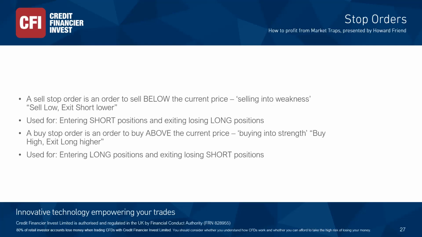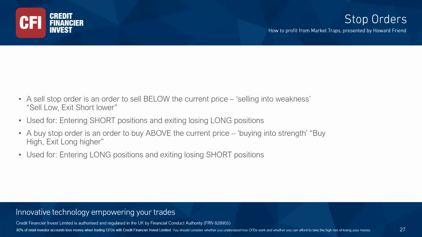Just to refresh on stop orders. A sell stop order is an order to sell below the current market price. So effectively what you're doing is you're selling into market weakness. If you're using a stop to enter a trade, you are selling low, looking to exit your short even lower. So sell stops are used for entering short positions and exiting long positions, most of them losing positions. A buy stop order is an order to buy above the current market price. So what you're doing is you're buying into strength. Buy high, exit long, higher.